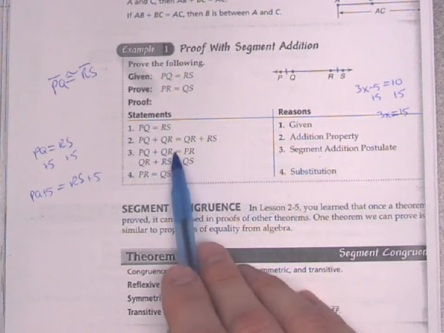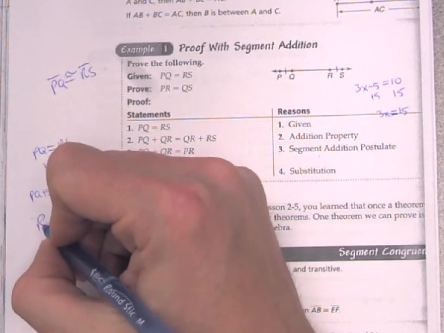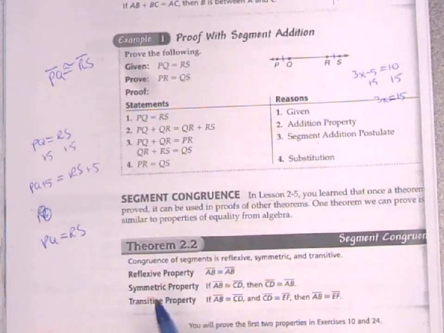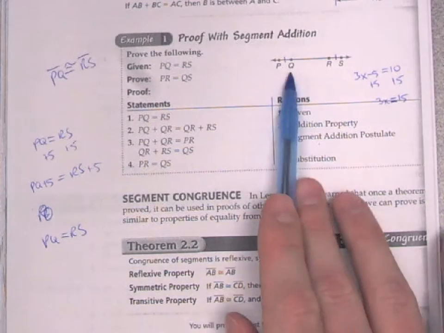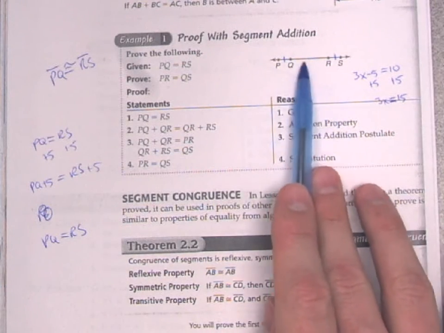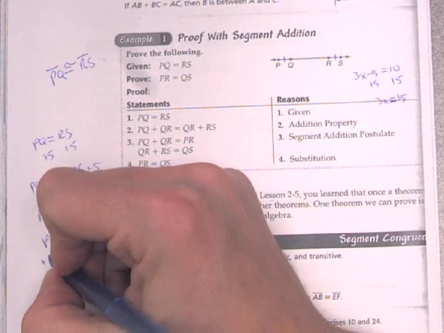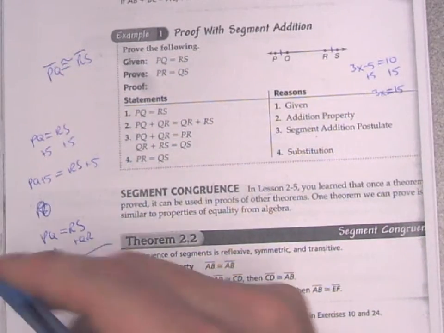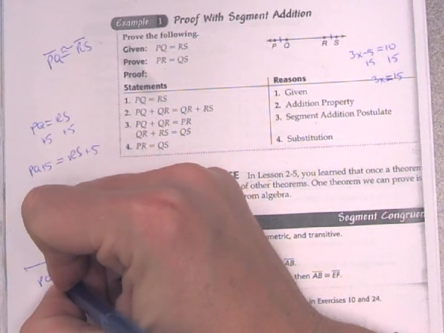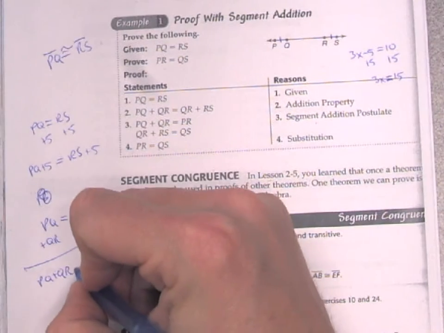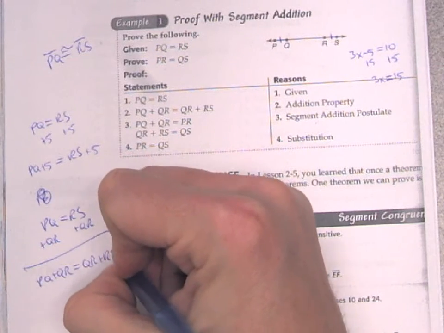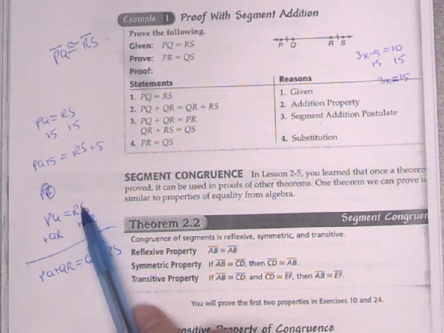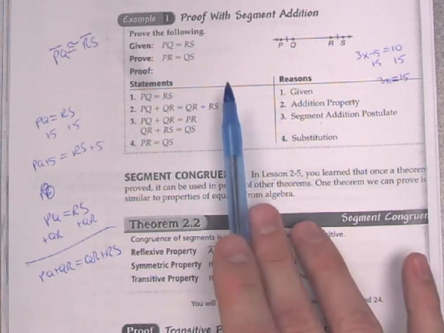In this case, though, they're taking this statement, PQ equals RS, and they're adding another length to it. What they're adding is QR. So QR is another length here. So if I go plus QR on this side and plus QR on this side, what I'm going to have here is PQ plus QR is equal to QR plus RS. So this segment length plus this segment length is equal to this segment length plus this segment length. And that's where this is coming from.